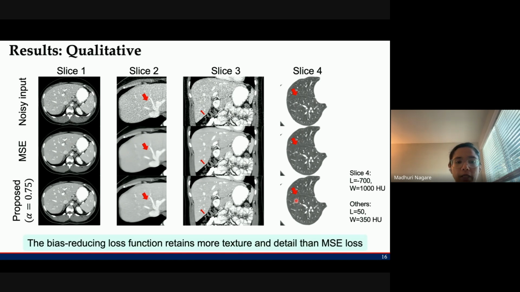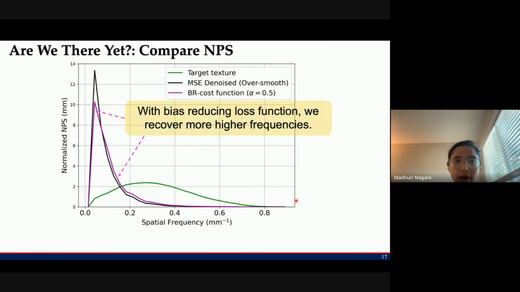So yeah, these images show that the bias reducing loss function brings back the texture and detail compared to mean square error. So are we done? Not really, because if we compare noise power spectrum, this green is the target texture, what we want to achieve, and black is the mean square error, which is skewed to the 0th frequency. And the magenta line is the noise power spectrum for the bias reducing loss function. So you can see that we are recovering some high frequency content, but not completely. We are far, far away from the green line.